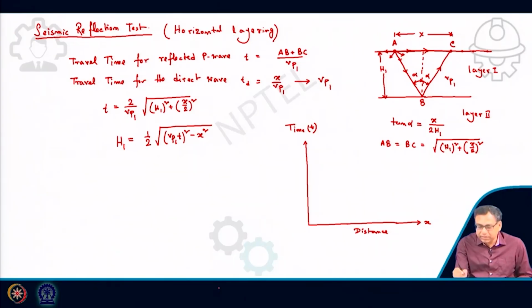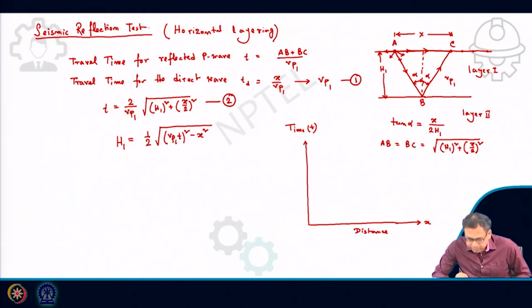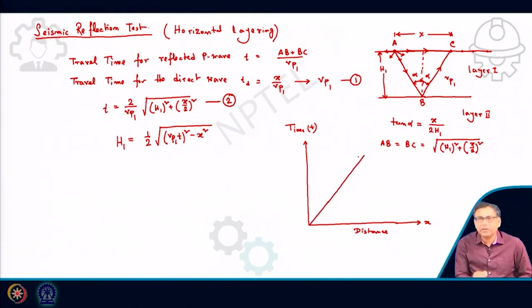Okay. So now I have two equations. One will be equation number 1, another will be equation number 2. Now equation 1 will give me the direct wave equation. So that will be a simple straight line, and the slope of this straight line will give me 1 by Vp1.